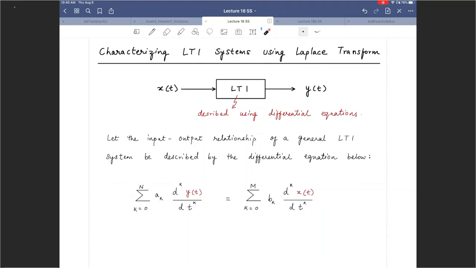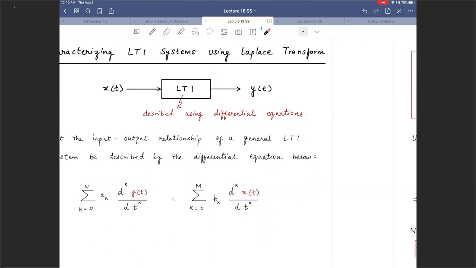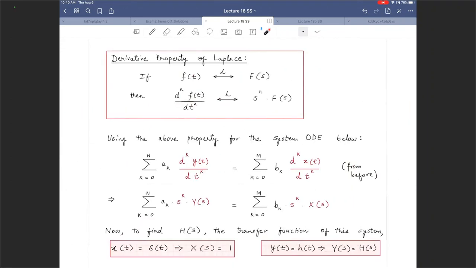With this differential equation, we can use the derivative property of Laplace, which says if you differentiate the signal in the time domain, you essentially multiply by s in the Laplace domain. So if you differentiate the signal n times, you essentially multiply the signal by s raised to n in the Laplace domain. If we use this property along with the generalized differential equation for this system, we can get to the transfer function. Let's apply them.